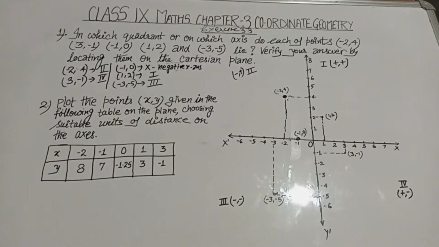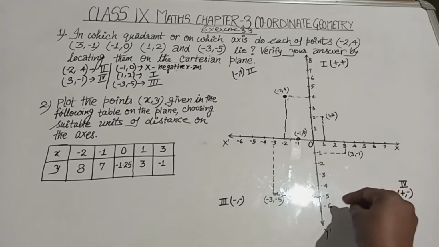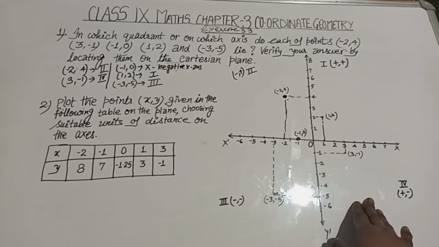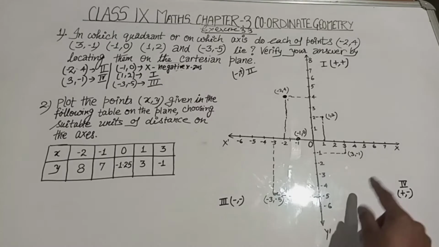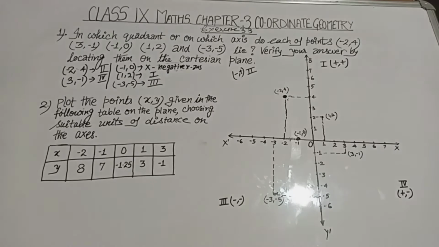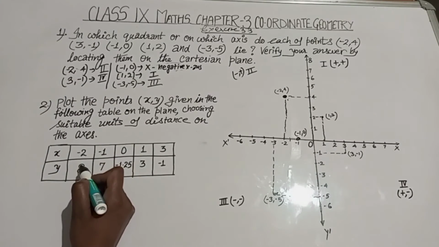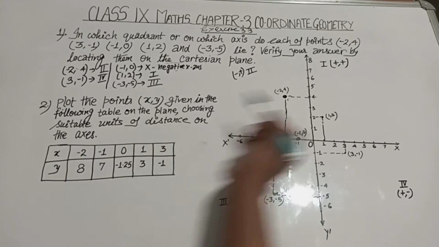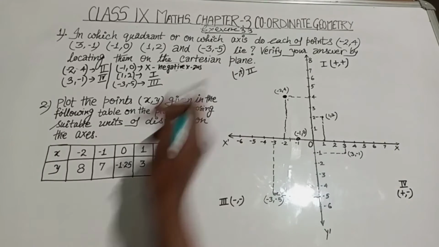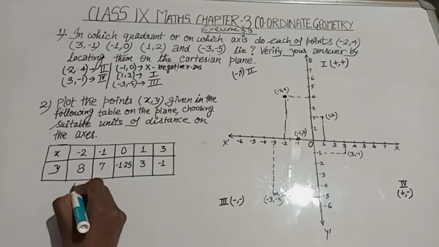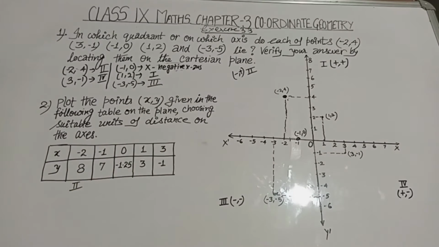So I'm rubbing this question number 1 graph and I'm doing question number 2 here. If you want to understand this answer, please pause this video and write this answer. Okay, so let us do question number 2. The first is (-2, 8), that is minus x axis, minus plus, in the second quadrant. So I am writing here the second quadrant.